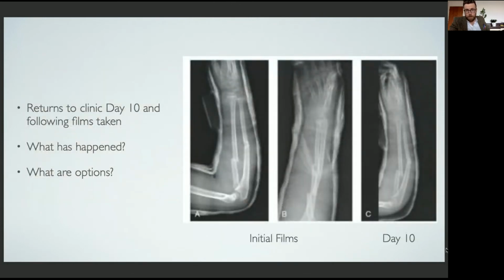So your patient returns to clinic on day 10 and the following films are taken. And these are now the images that you are seeing in clinic on day 10. So I would like our audience to tell me what's happened, and I would like you to discuss with me what the options are.